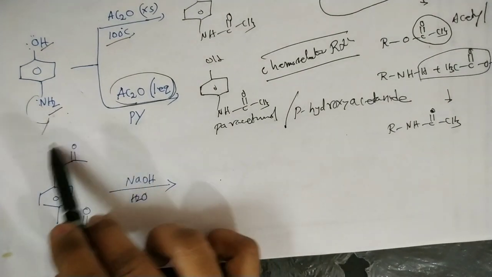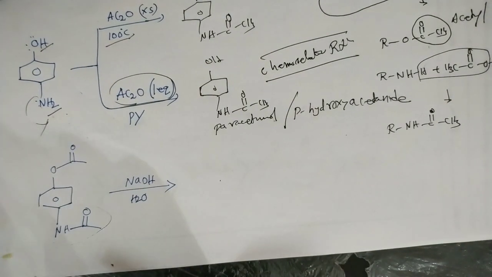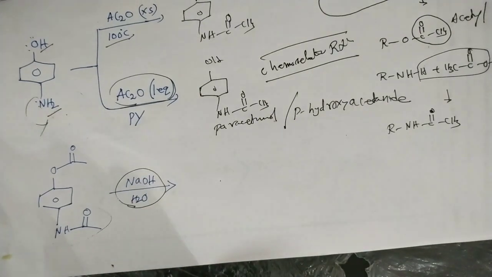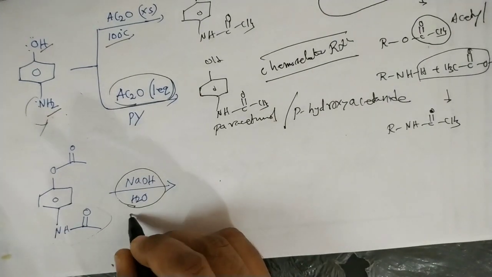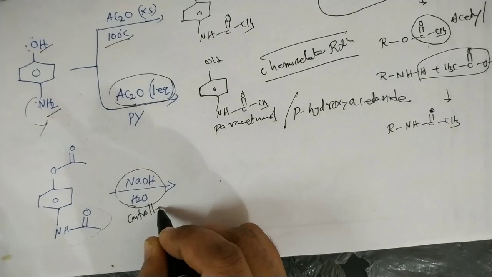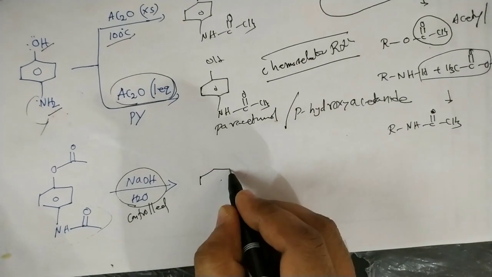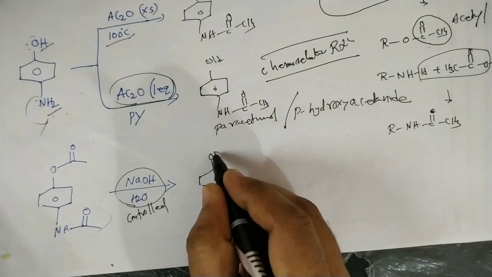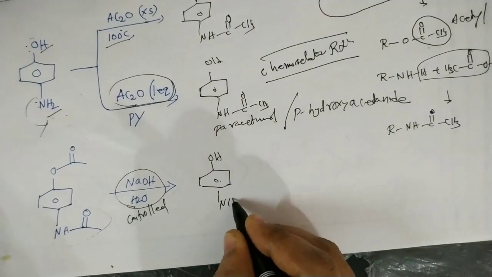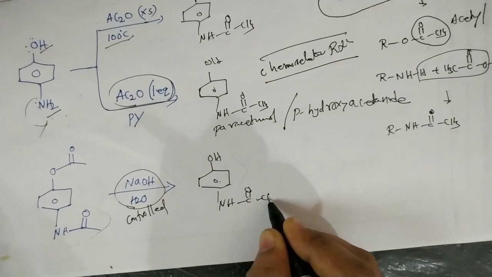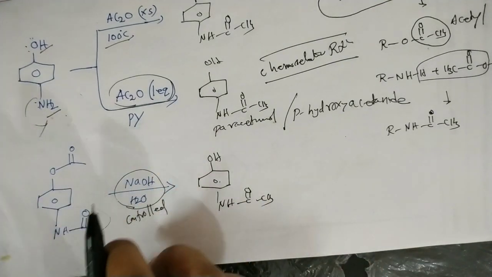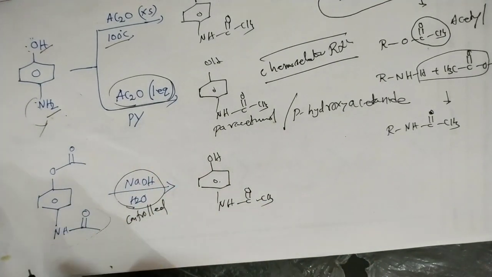This compound contains an ester, and this compound contains an amide. So on hydrolysis, the controlled hydrolysis of this compound produces paracetamol, that means NHC=OCH. Why? Because this involves a hydrolysis actually.